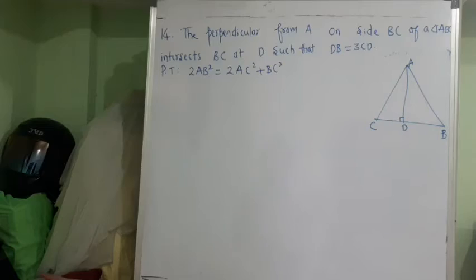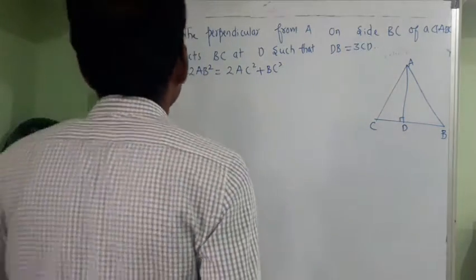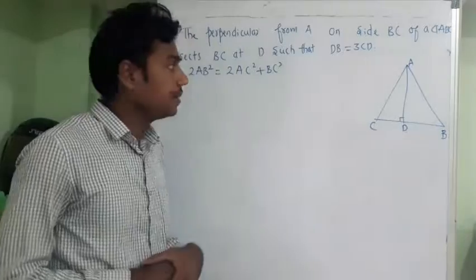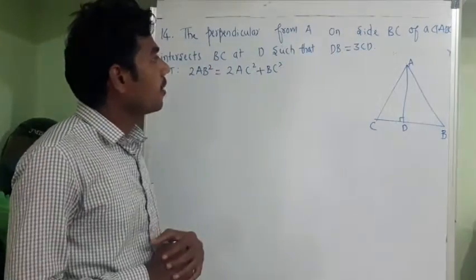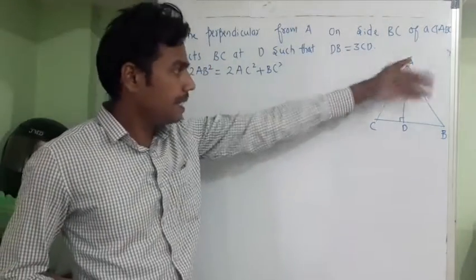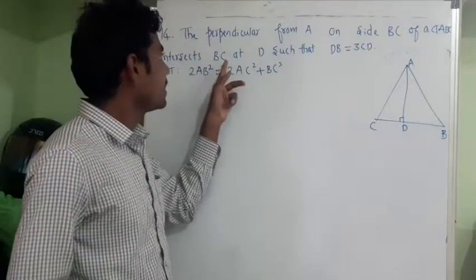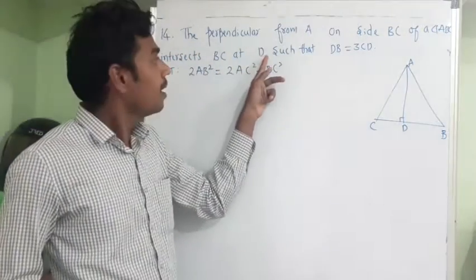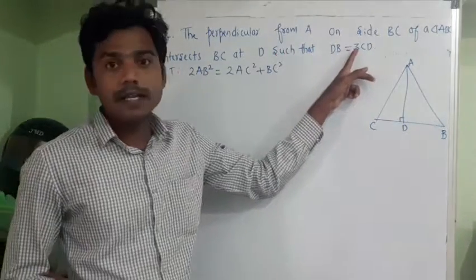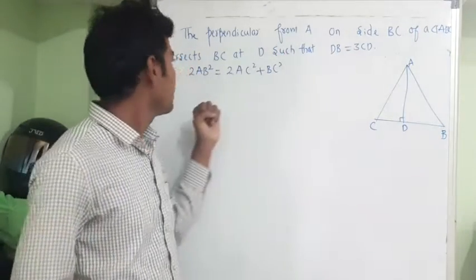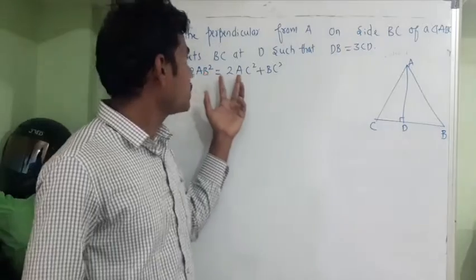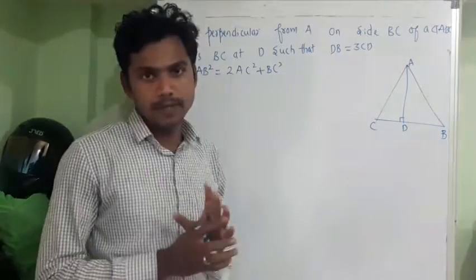Students, we will continue with exercise 6.5. So we will continue with the 14th question. The perpendicular from A on side BC of a triangle ABC intersects BC at D such that DB is equal to 3CD. Prove that 2AB square is equal to 2AC square plus BC square.